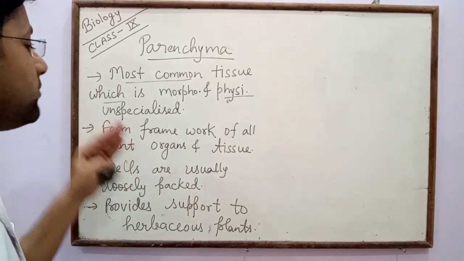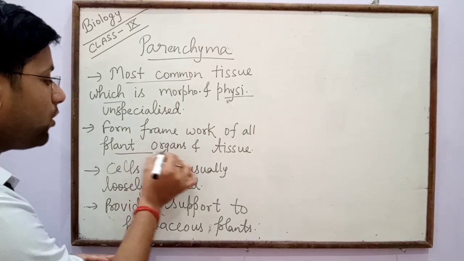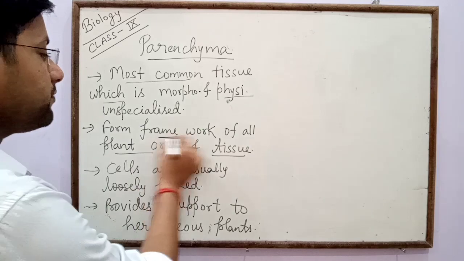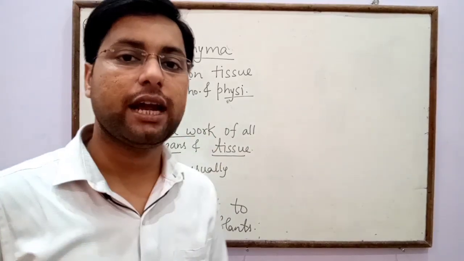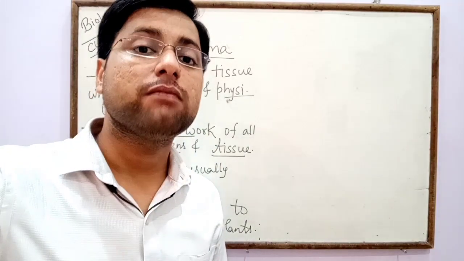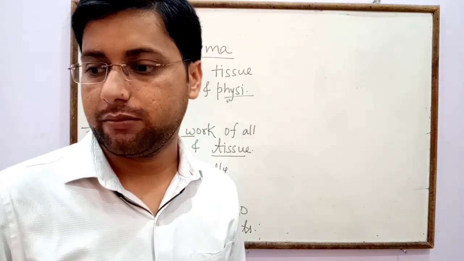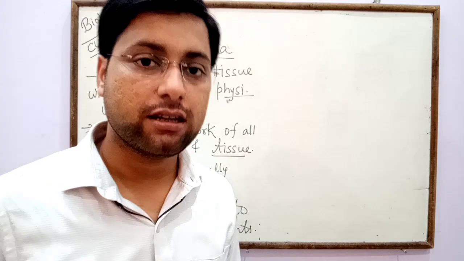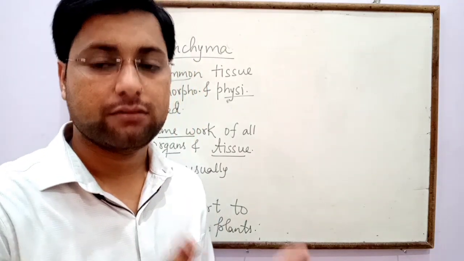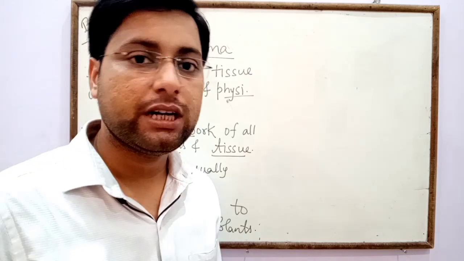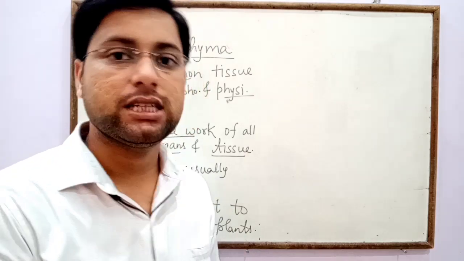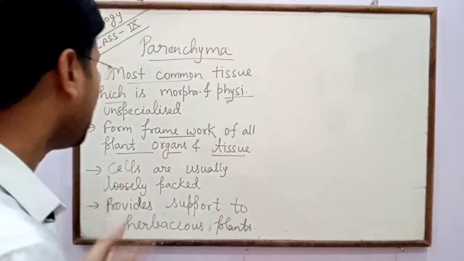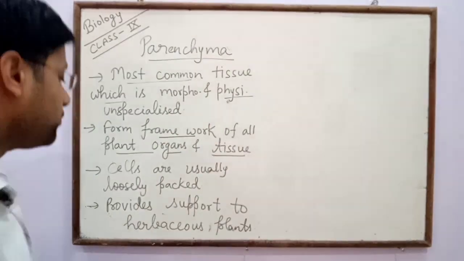Parenchyma forms the framework of all plant organs and tissues, which means it provides mechanical support, just as in the human body the framework is formed by the skeletal system. In a cell, the endoplasmic reticulum forms a framework; the same is true in plants. Parenchyma forms the framework of all plant organs and tissues.